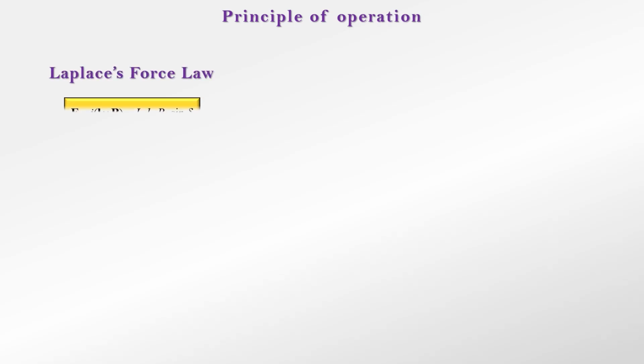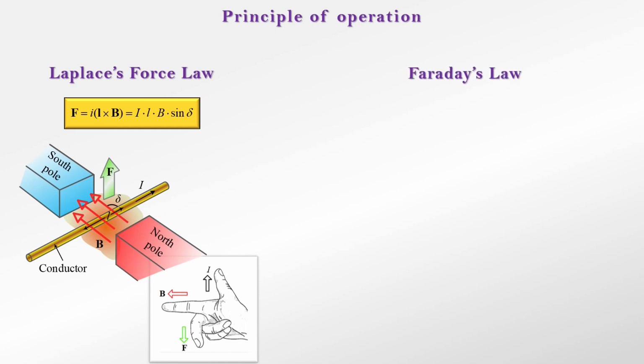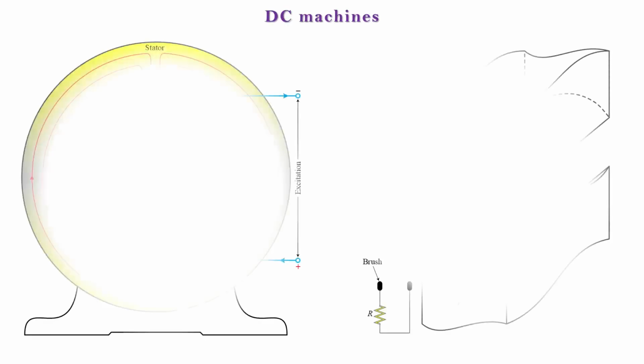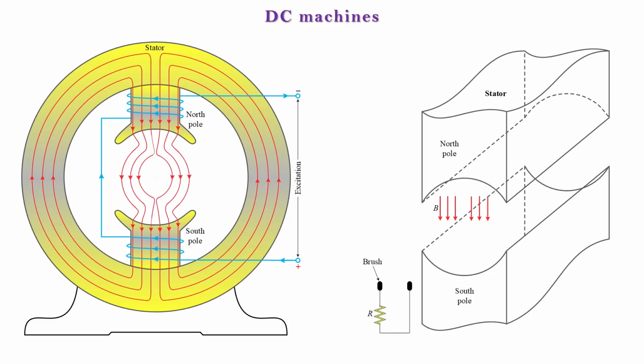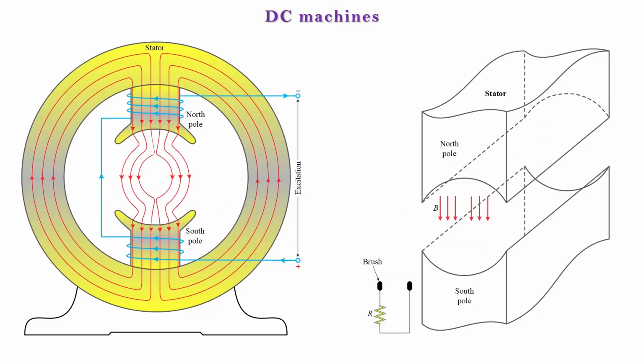The operation of all types of electric machines is based on the creation of a magnetic field within which current-carrying conductors are located. In DC machines, the stator creates the magnetic field, and the rotor houses the current conductors.